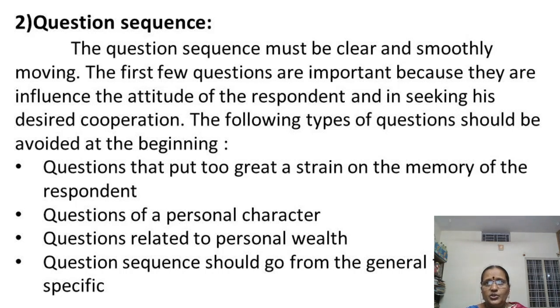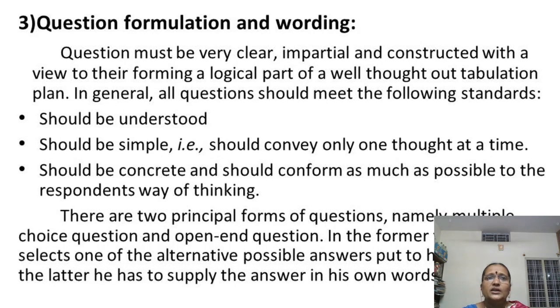The following types of questions should be avoided at the beginning. First one is questions that put too great a strain on the memory of the respondent. Also, questions of a personal character, such as questions related to personal wealth, should be avoided at the beginning. Question sequence should go from general to more specific. And the last one, that is the third aspect of questionnaire, is question formulation and wording.